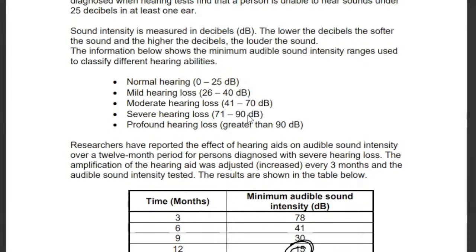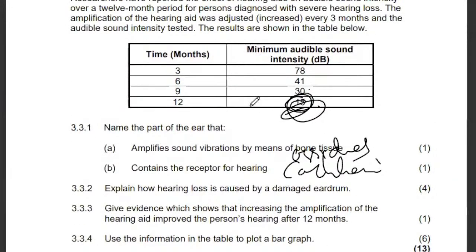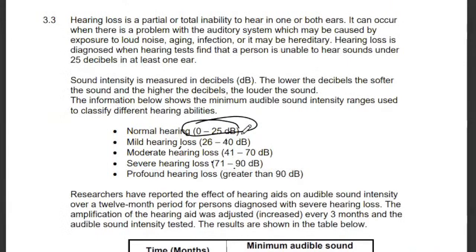Yes. Meaning that here the person can hear, actually falling in this range. Before, it was falling in severe hearing loss, you see. And then here at 41, moderate hearing loss. And then at 30, mild hearing loss. And then normal is 0 to 25. The person is now normal. So the hearing aids are able to help them, because this is evidence that the person can still hear at 15 decibels, or can hear between 0 and 25 decibels.